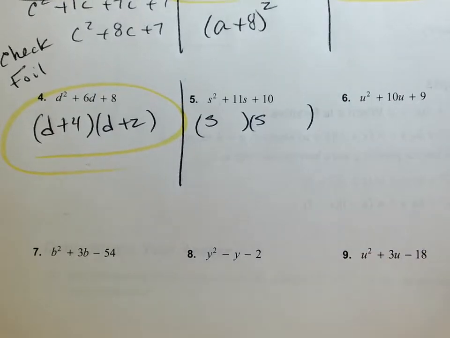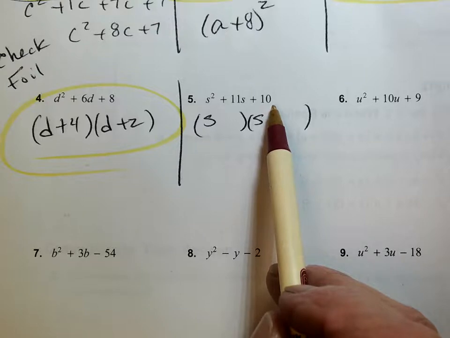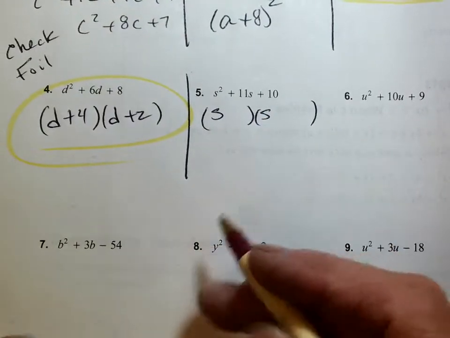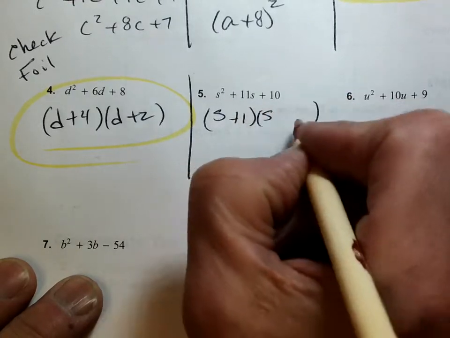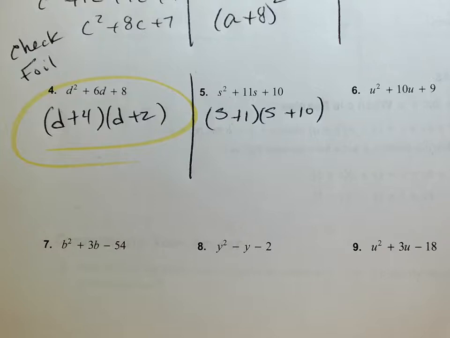Okay, S and S. So what times what makes 10? It's got to be a 1 and 10. You agree? Everybody agree? Plus 1 plus 10, because that makes the 11. Thumbs up. Does it seem easy? Okay, good.